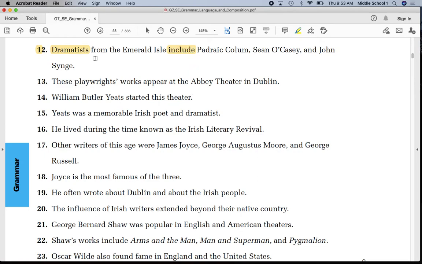Now, some of you are already recognizing "from the Emerald Isle" is a prepositional phrase. If I have a subject followed by a prepositional phrase followed by the simple predicate, my line goes after the prepositional phrase. Simple subject underline once, dramatists. Underline twice, include. And my line goes after isle. If there's a prepositional phrase after the subject, it goes with the complete subject.